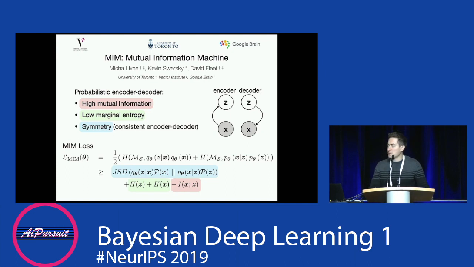This is MIME, the Mutual Information Machine. MIME is a variational autoencoding framework, and it's designed around three principles. One, symmetry, which means we want to have a consistent encoder and decoder that model the same joint distribution, high mutual information, and low marginal entropy.